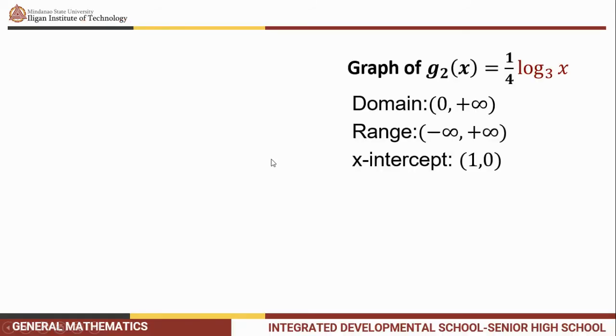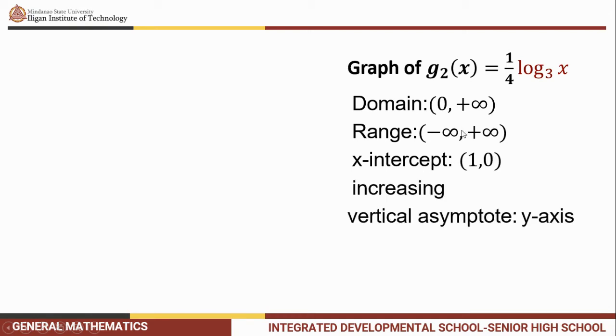Now, let's have another example. Let's just say we have the function g, which is equal to 1/4 multiplied by log with base 3 of x. So we observe that our a here is between 0 and 1. And so our domain is 0 to positive infinity. And our range here is the set of all real numbers. The x-intercept is just (1, 0).